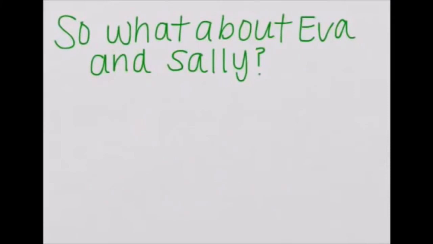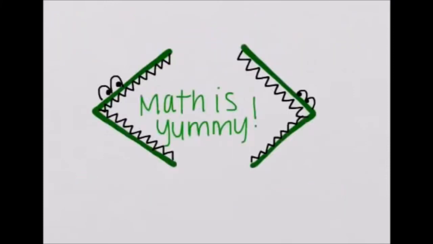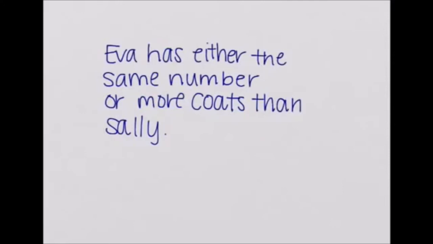So what about Eva and Sally? Let's go back to Eva and Sally. So it says Eva has either the same number or more coats than Sally. So what we would do is we would have Eva is greater than or equal to Sally if we have the coat number. Okay, so I hope that helped, and I hope to see you soon.